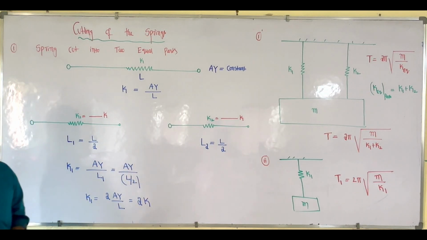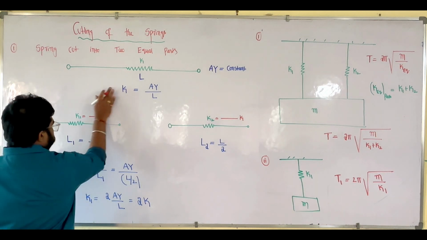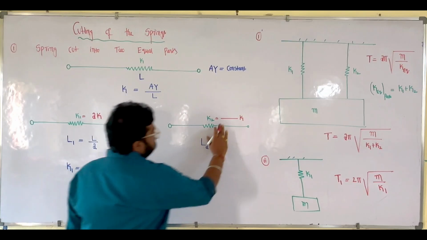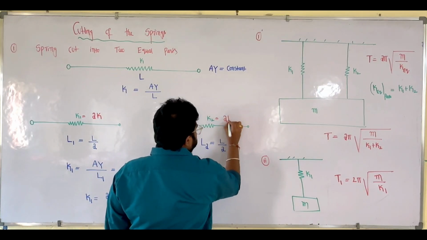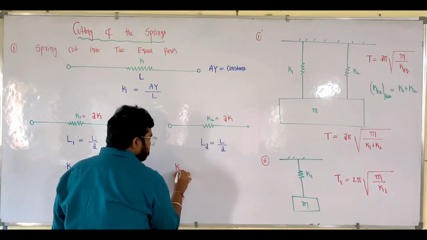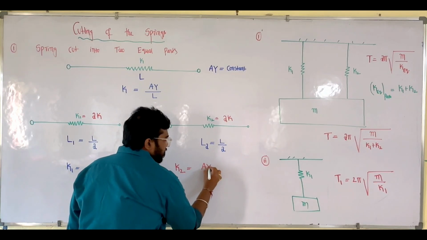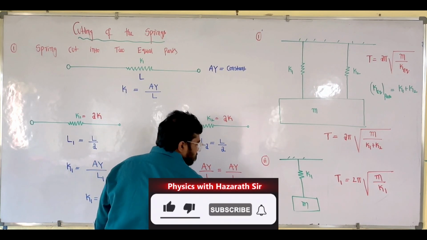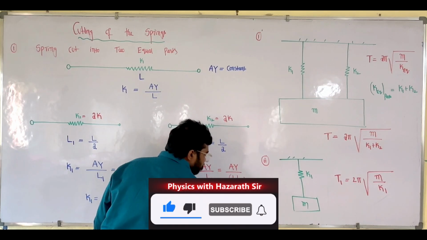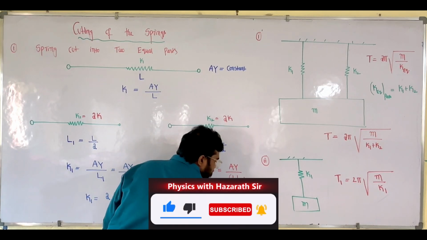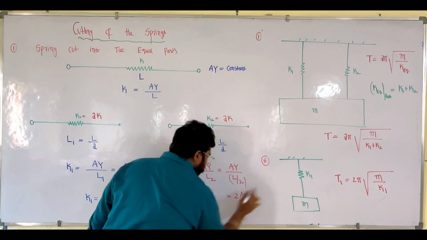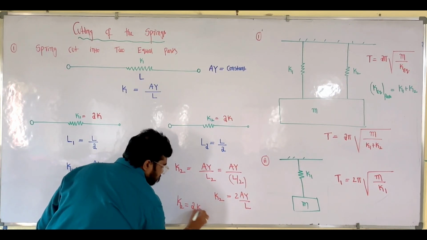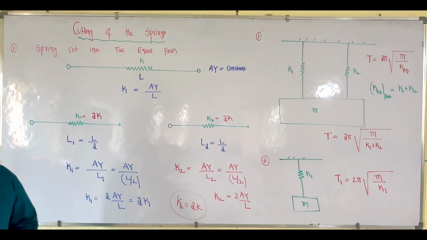It will become double. This is 2K. Clear? K2 can be written as AY by L2, which is AY by L by 2, 2 times AY by L. You can confidently write K2 as 2K.